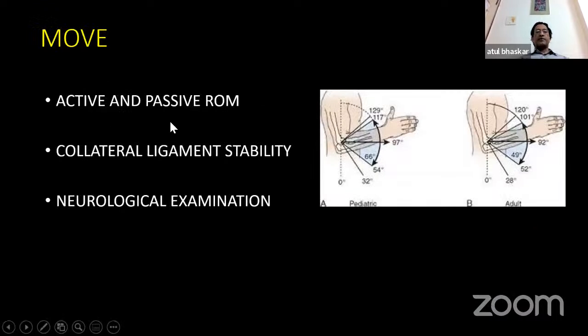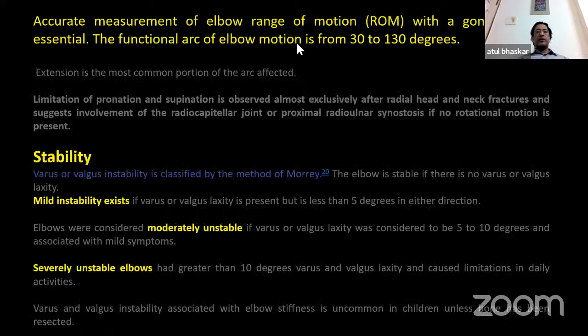You must measure the active and the passive range of motion, and ligament instability, which I'll touch upon. In the end, do a thorough neuro examination to make sure that there is no neurological cause or post-traumatic cause with some neurodeficit, which you can miss. Don't forget to examine the hand and the fingers, the sensation, and the motor power.